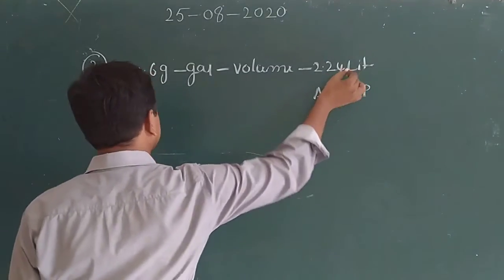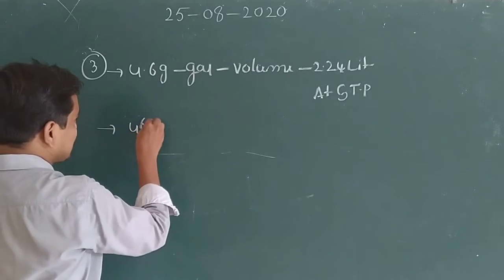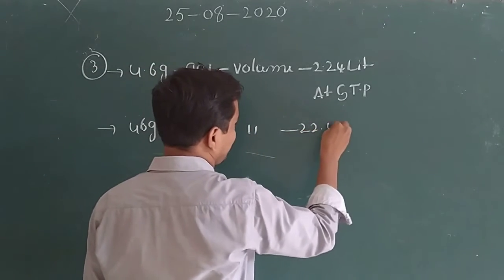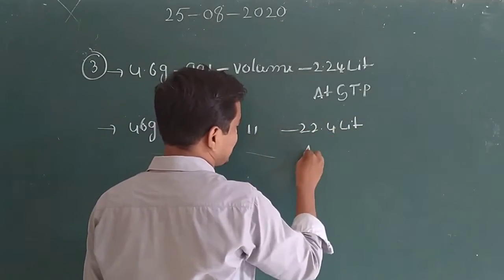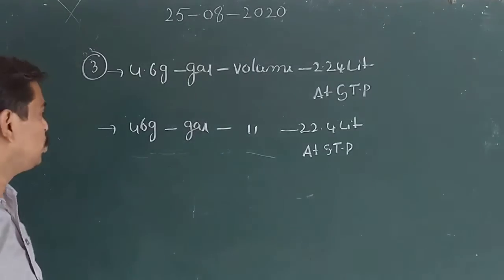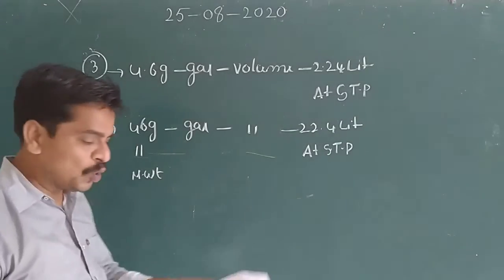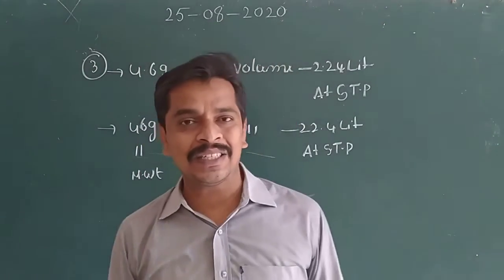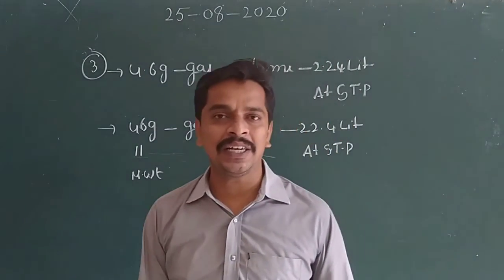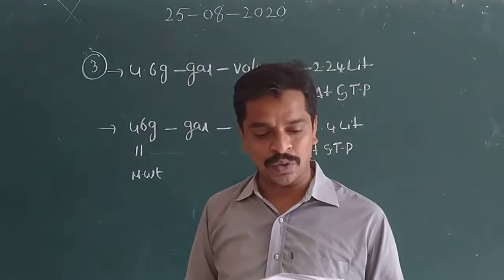Students, 2.24 liters contain a mass of 4.6, then 46 grams of gas occupies a volume of 22.4 liters at STP. Students, that means what? At STP 22.4 liters contain weight is nothing but 1 mole weight. 1 mole weight means molecular weight of gas. So our gas should possess molecular weight 46, students. If you consider NO2, students, N is 14, oxygen 16, two oxygens is 32, plus 14 is nothing but 46, students. So our answer should be NO2, students.